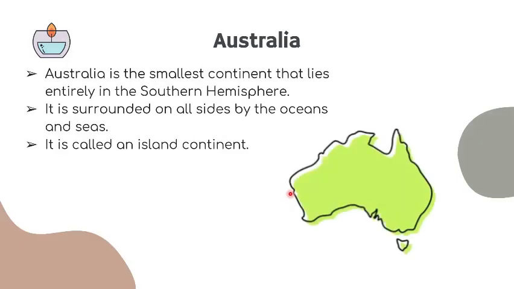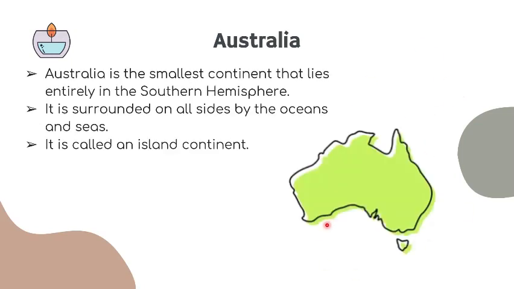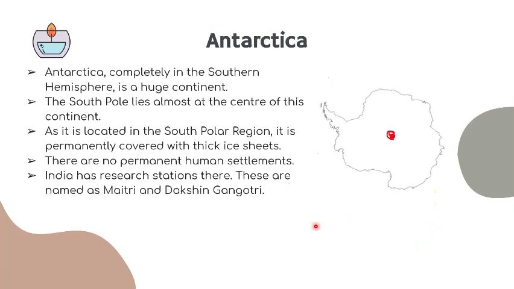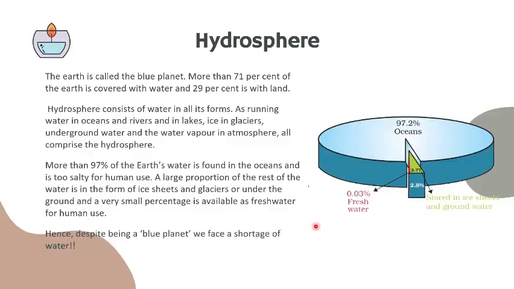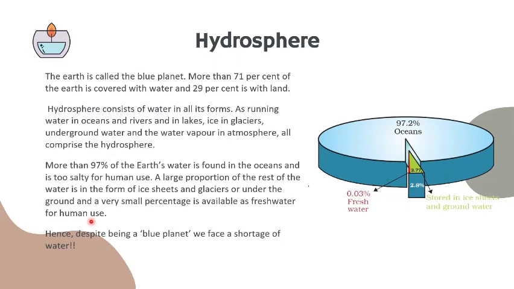Hydrosphere. So it was lithosphere. As you can see, it was only land. This is also a type of land only, and everything that is land comes in the lithosphere. Hydrosphere, what do you mean by hydro? You must have heard that hydro here means water. So hydrosphere. Earth is called a blue planet. Then why does it face a shortage of water? Why do people scream and say save water, save water? Do they make any sense? They do. How? Let's see.